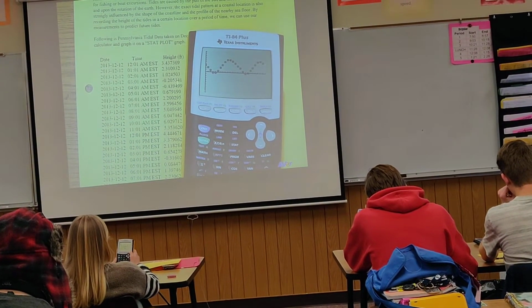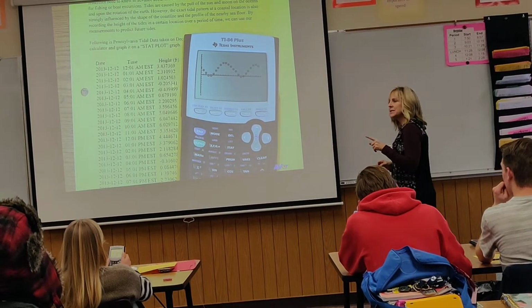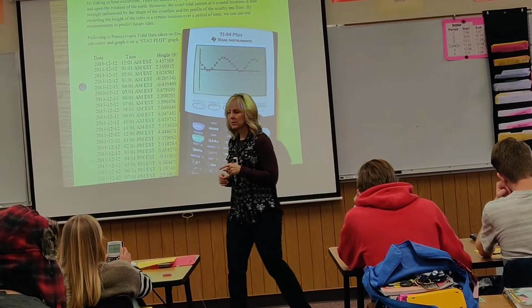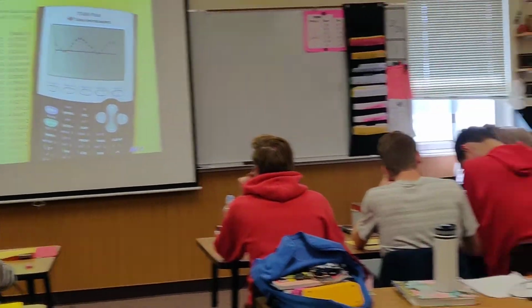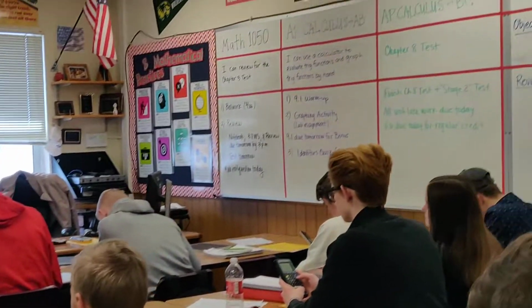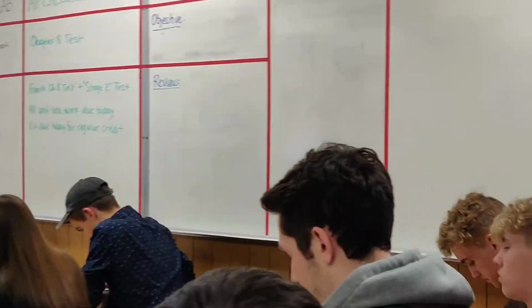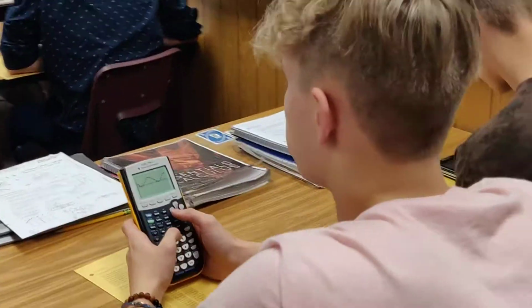Now yours might look different from mine because you need to set up a correct window. Our X's went from what number total? 0 to 23. So you want to adjust your window to see all of your data. And then you can stay negative 10 to 10 on your Y.